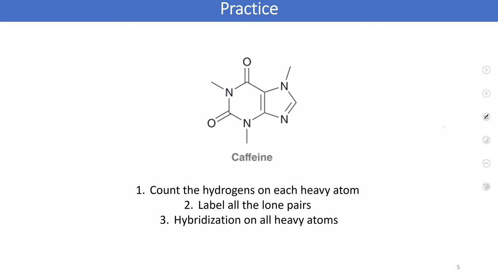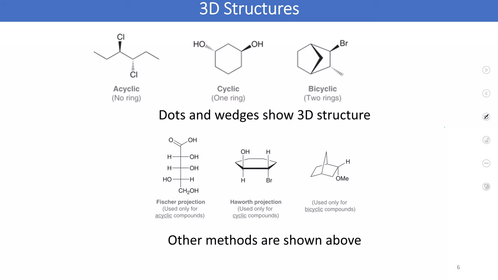All right. We are going to skip this one because we just did caffeine, counted all of the hydrogens and lone pairs. And we're going to throw our original idea of hybridization out the window anyway, because we're going to start doing resonance today and delocalized electrons.